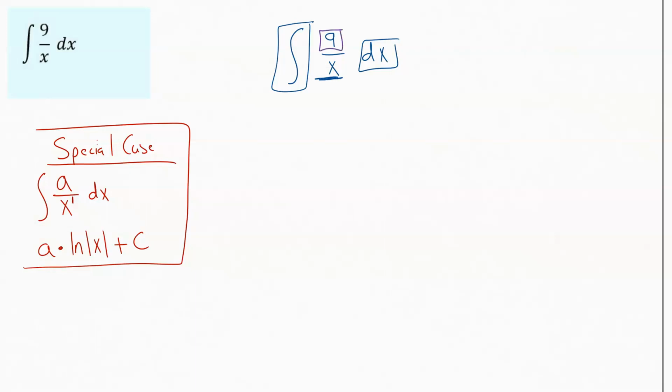So we come through this and we follow our rule. The a value, the number up on top, is going to be 9. So what we're going to end up with is 9 times, and then this is x to the first, so this fits our natural log. So natural log, oops, I almost dropped the absolute value.